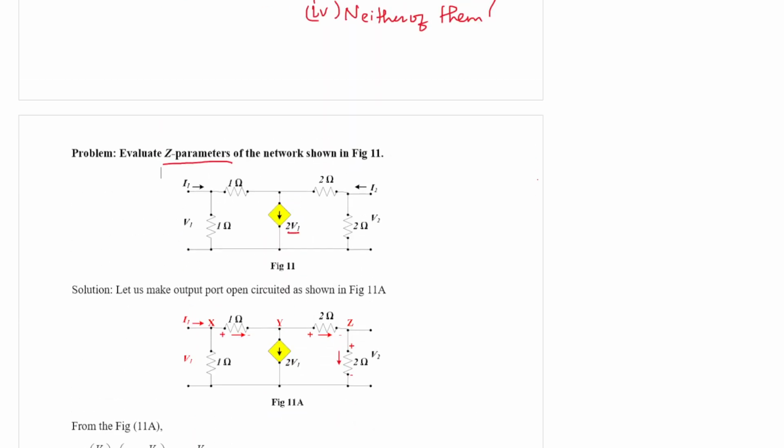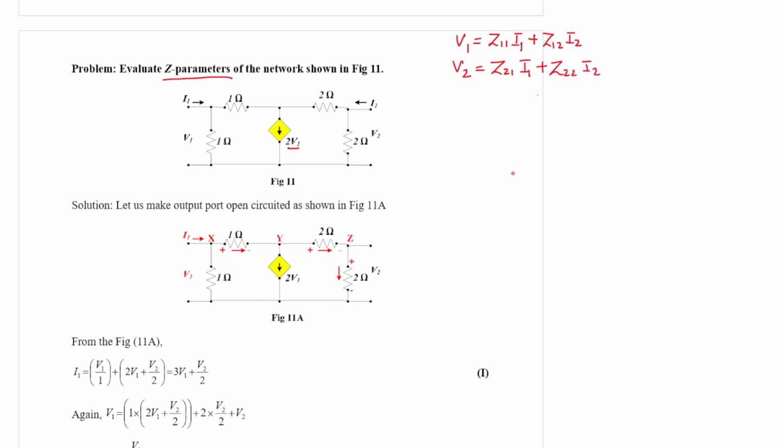So we have our fundamental equations as V1 is equal to Z11 I1 plus Z12 I2, V2 is equal to Z21 I1 plus Z22 I2. So let us solve one by one.